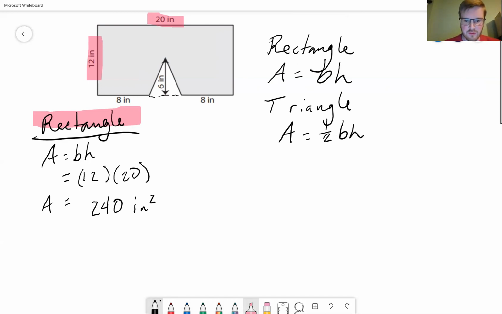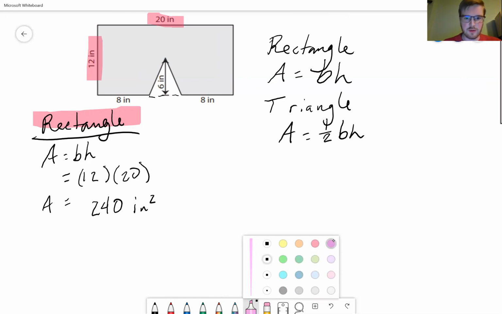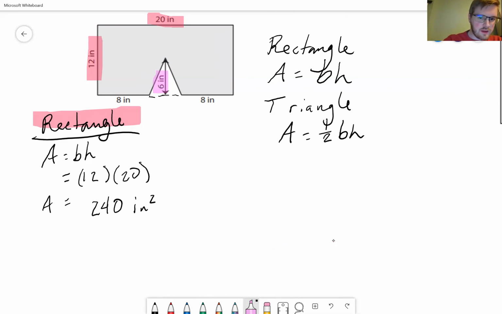All right, so this time for the triangle, I'm going to change the color here. I'm going to highlight that in blue. I've got 6 as my height, but if you look, I don't have this base length, right? So how can we find that base length for the triangle? Well, if you look, I've got 8 as a length here. I've got 8 as a length there. And then I've got 20 for the overall length of the base of this figure, right?